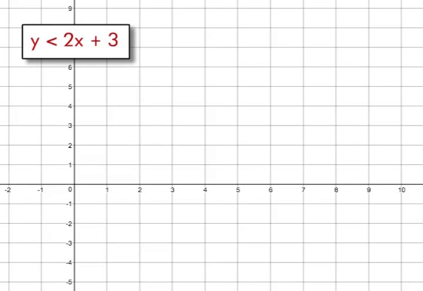In this video, we're going to be looking at graphing inequalities. So let's start off with the inequality y is less than 2x plus 3. Now there are two steps to this.